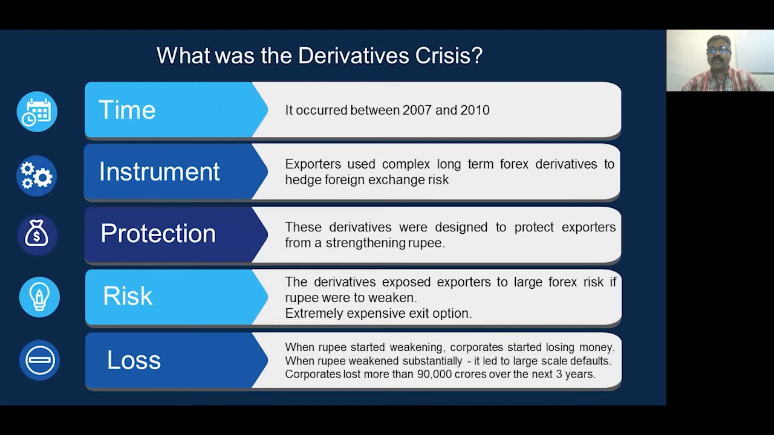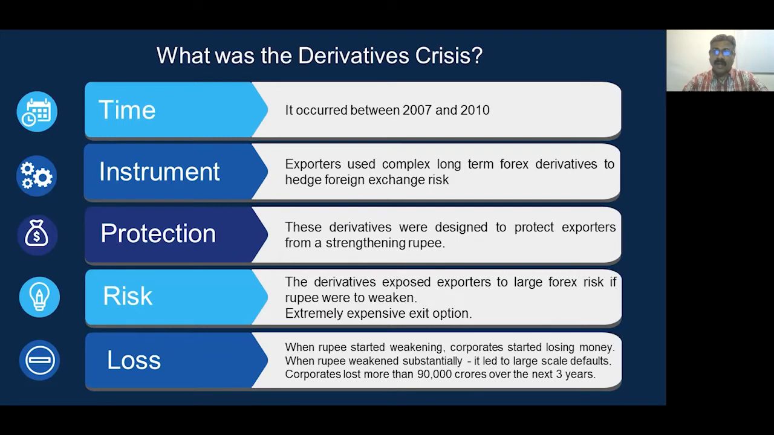So if rupee gained and dollar weakened, the exporters could benefit from the derivatives. But the flip side was that if rupee weakened and dollar gained, there was a huge risk involved. So the derivatives actually exposed exporters to large forex risk if rupee were to weaken. The exit option was an extremely expensive option.